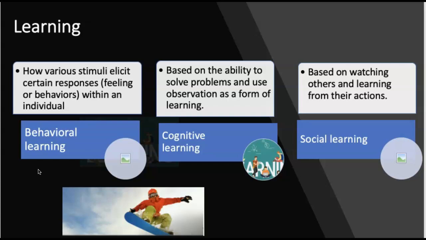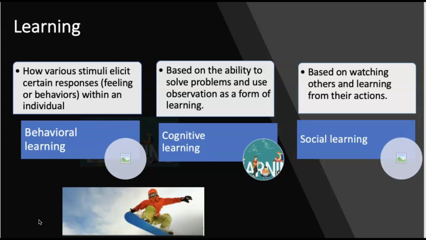The second one is called cognitive learning. Cognitive learning is based on the ability to solve problems and use observation as a form of learning. So instead of just going and doing things, we can observe how other people do things, and then figure out how to do them. A lot of the time, these people are fast learners, right? Look at how other people do it, and you would know how to do it.